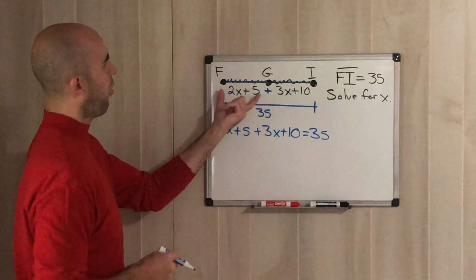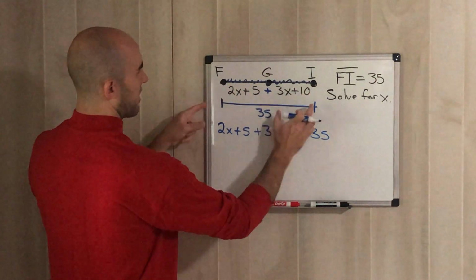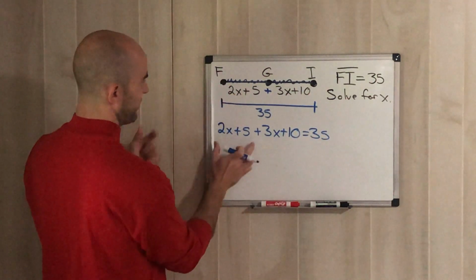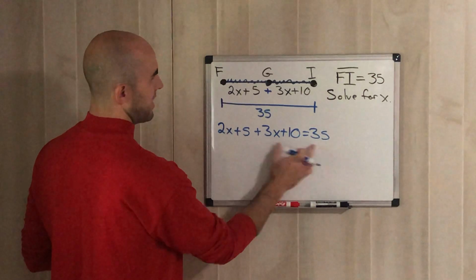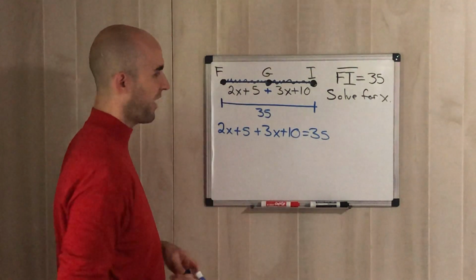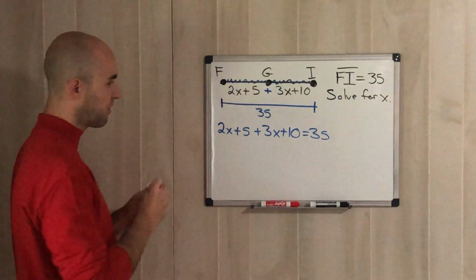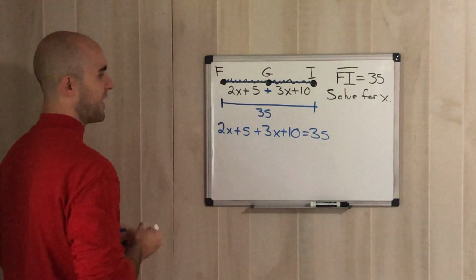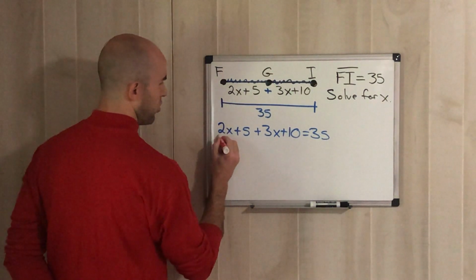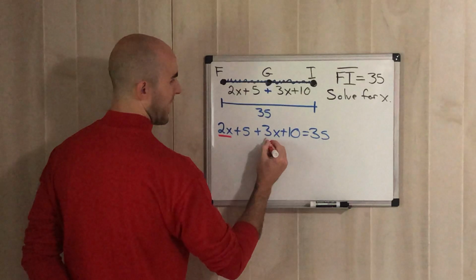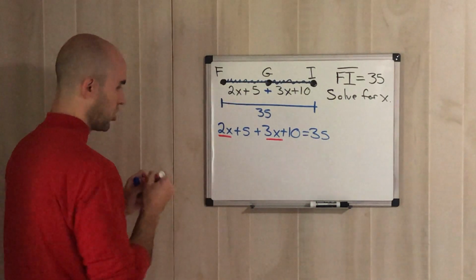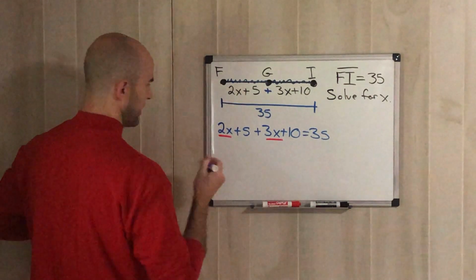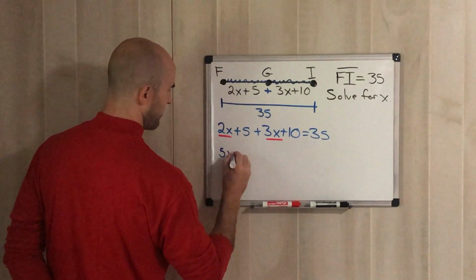We're saying that one part plus another part gives us the whole thing: 2x plus 5 plus 3x plus 10 equals 35, the whole thing. And now all we do is literally just solve it, right? By combining like terms. We have 2x right there. We can combine it with 3x, right? So 2x plus 3x gives us 5x, right?